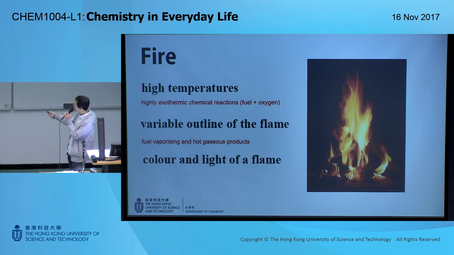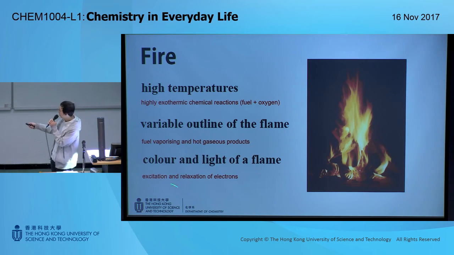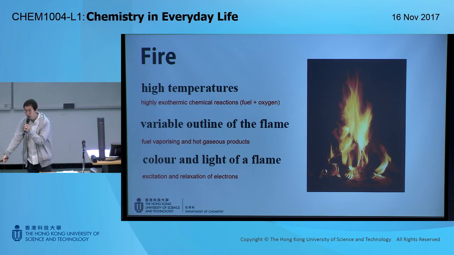The next is the color and light of a flame, because a flame usually has a color, most commonly orange, and also the flame emits light. As you know, when burning, you can see the fire because there is a lot of light coming out from a flame. Why is there color and light? Well, this is to do with electrons inside the reaction mixture being excited and relaxing. Remember, when you have light coming out in chapter 3, it's to do with electrons going up to higher energy levels and then dropping down to lower energy levels.